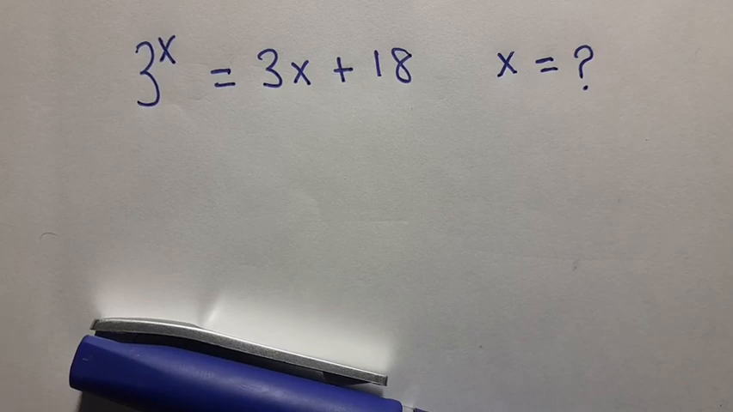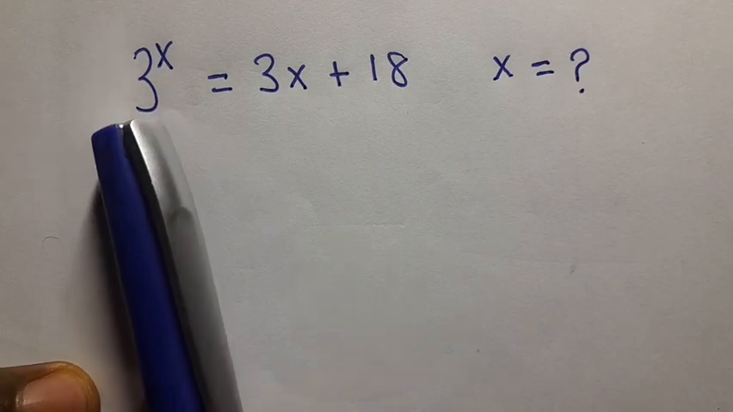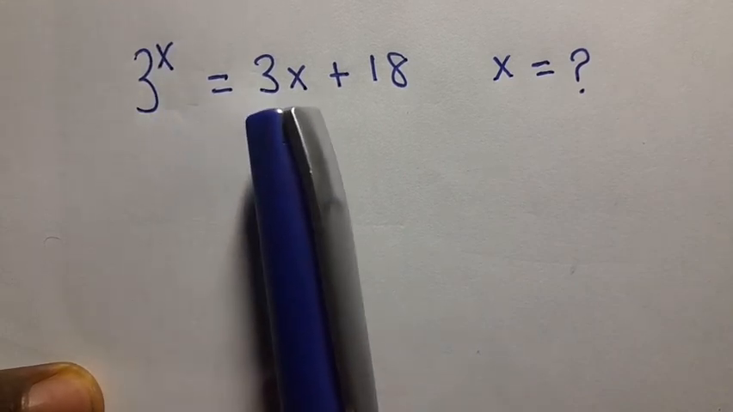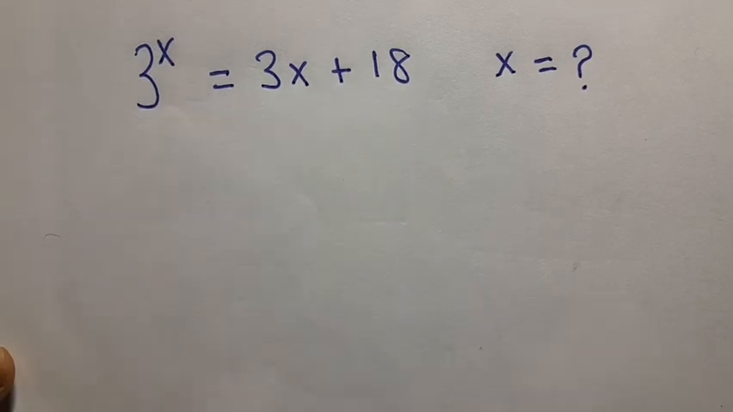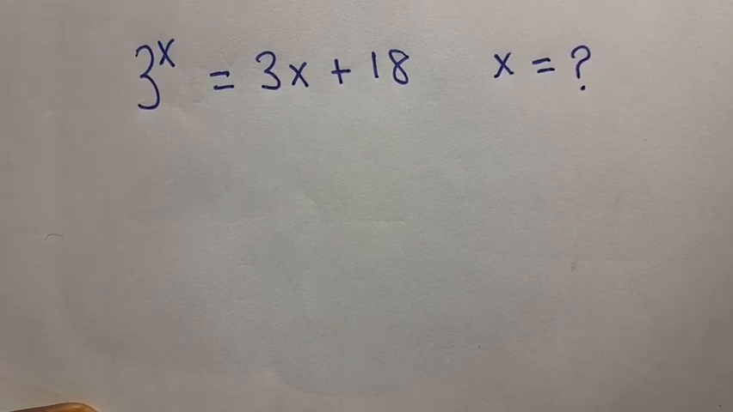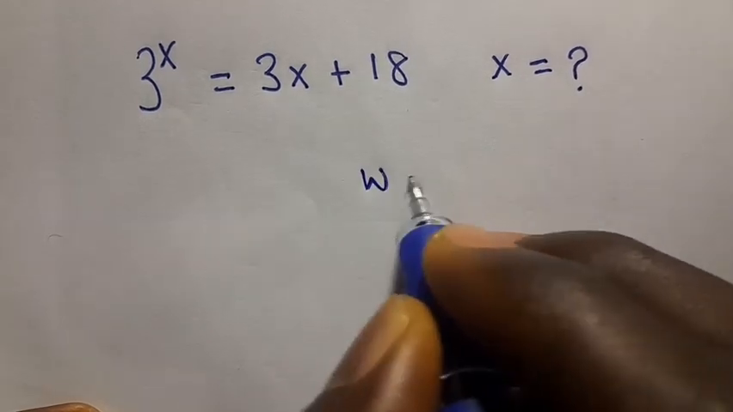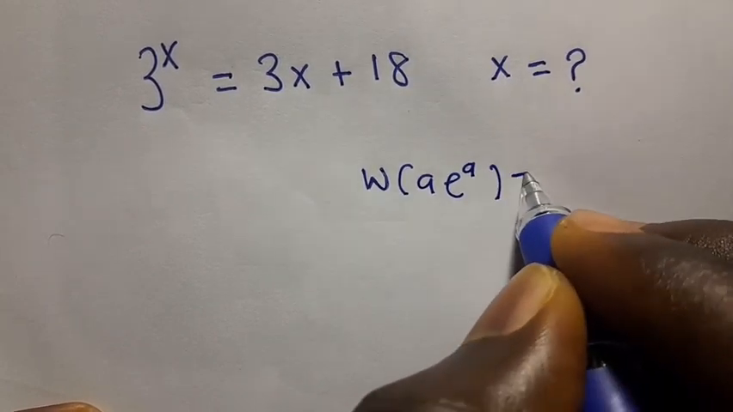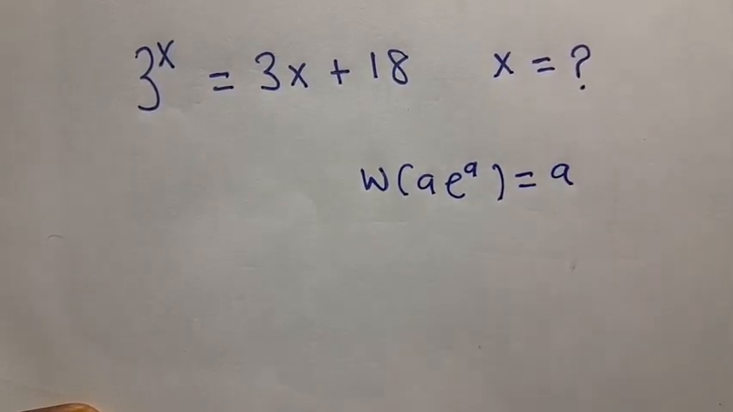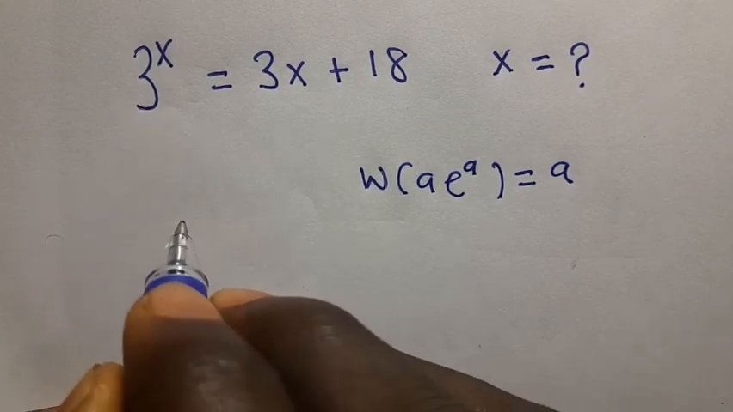Today we want to find the value of x given that 3 raised to power x equals 3x plus 18. Now from here, to get the value of x, we're going to apply the Lambert W function, which says that when you have W of a exponential a, it equals a.